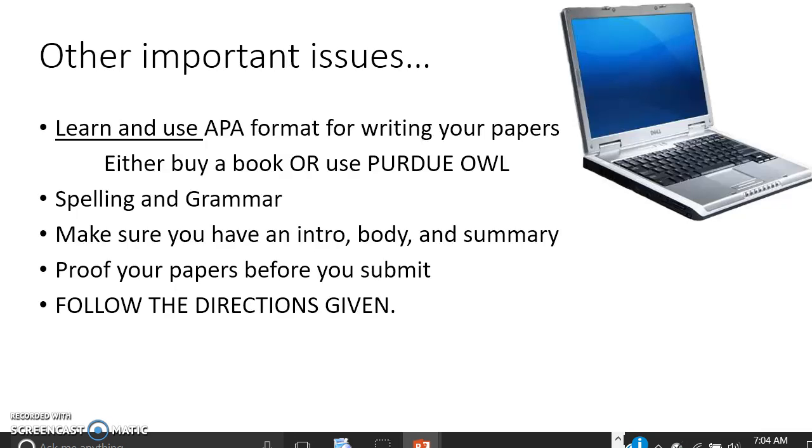Make sure you proof all your papers before you submit them, and make sure you follow the directions that are given. Every assignment has a scoring rubric, and I follow those rubrics to the detail that's in that rubric. So if it says to do X, Y, and Z, I am checking off that you did X, Y, and Z.